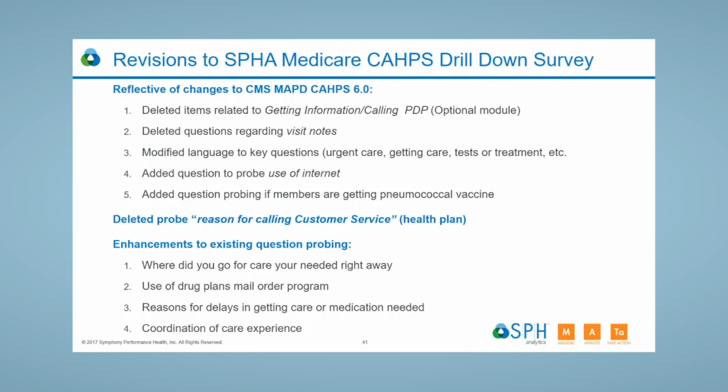We also made several enhancements to existing survey questions to improve information and insights from those questions. So trying to get some better probes about why members are responding certain ways to these important questions. So things like, where do they go for care? Using the mail order program, reasons for delays in getting care, and then questions about the experience with care coordination.